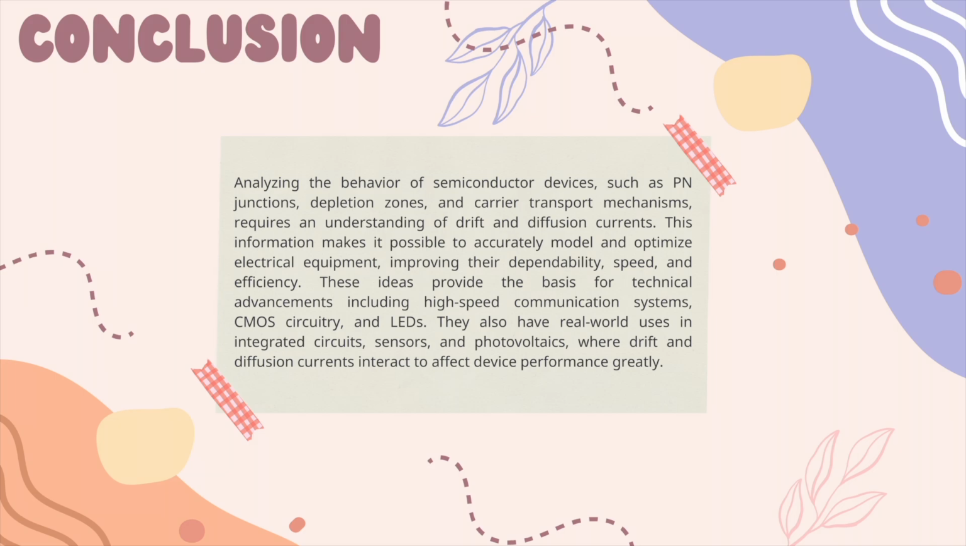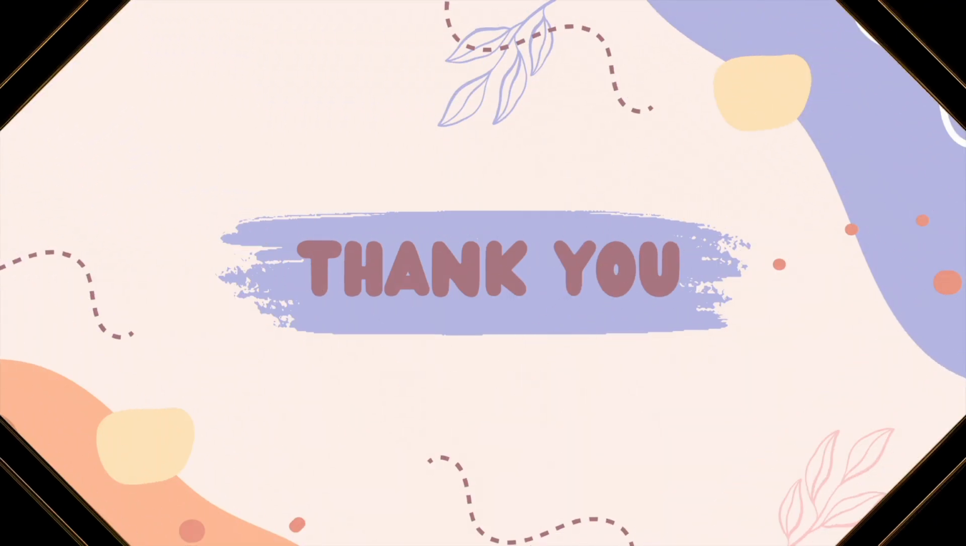To conclude, analyzing the behavior of a semiconductor device, such as a p-n junction, depletion zone and carrier transport mechanism, requires an understanding of drift and diffusion current. This information makes it possible to accurately model and optimize electrical equipment, improving their dependability, speed and efficiency. This idea provides the basis for technical advancement including high-speed communication systems, CMOS technology and LEDs. They also have a real-world use in integrated circuits, sensors and photovoltaics, where drift and diffusion current interact to affect device performance greatly. That's the end of our video.